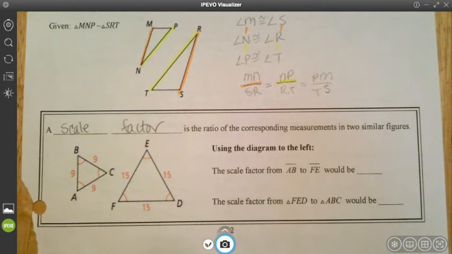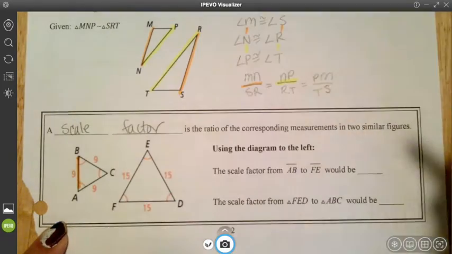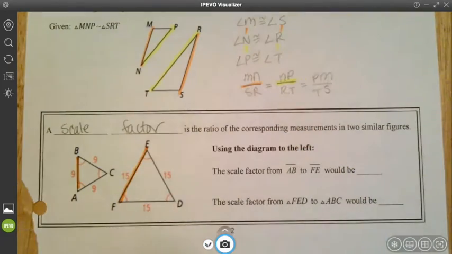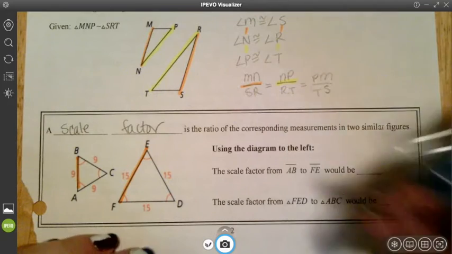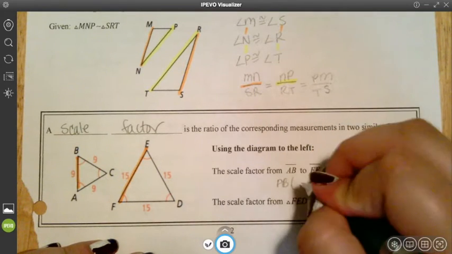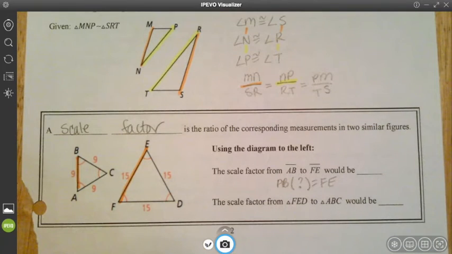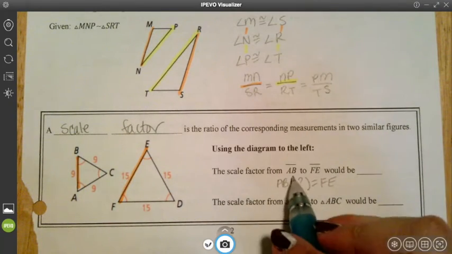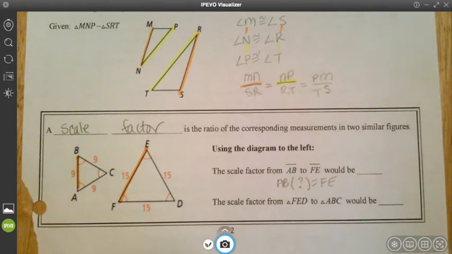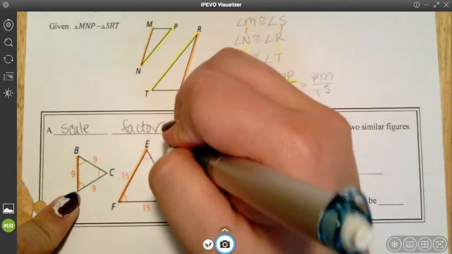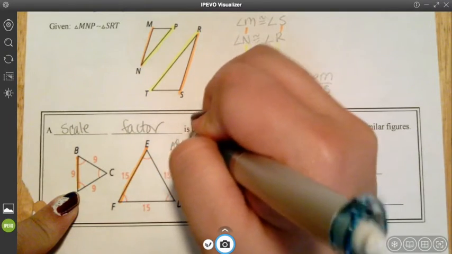So in this case, we have an equilateral triangle. That makes it nice because it doesn't matter which side I choose, they all have the same length. But to demonstrate this, we're going to choose specifically AB to FE. And the question is, what do I have to take AB and multiply it by in order to get FE? And that's the scale factor. What do I multiply AB by in order to get FE? So we're going to set up an equation. AB times what equals FE?